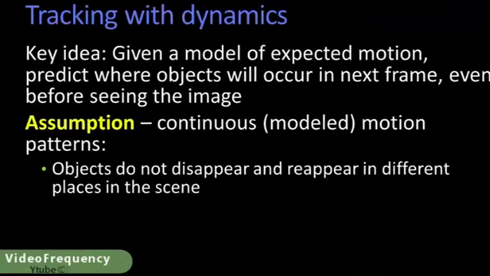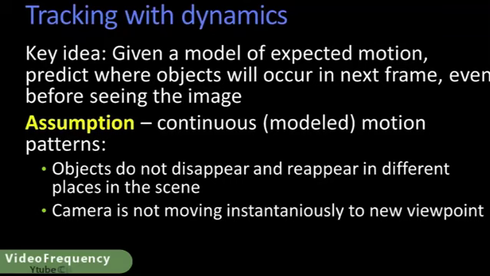Anyway, so we're going to make our assumption in our tracking that things don't just appear or disappear. We're also making an assumption that the camera doesn't move instantaneously. Because that would be the same thing, right? If I instantly went from here to here, right, big change, things would have violated my apparent continuous motion.